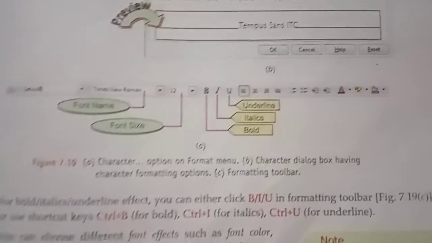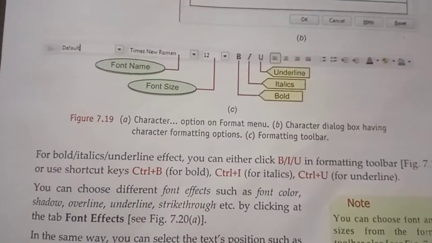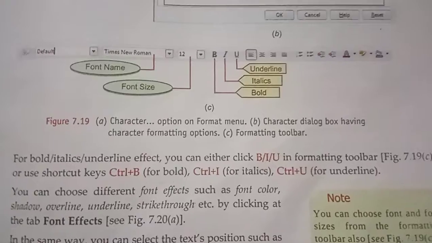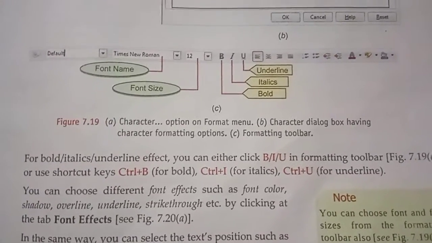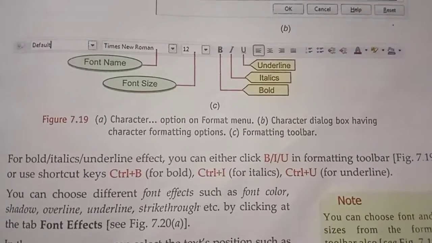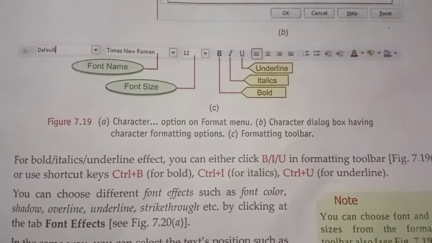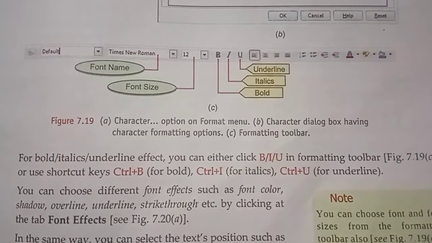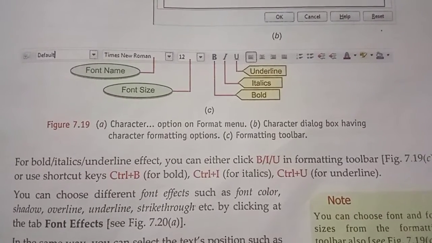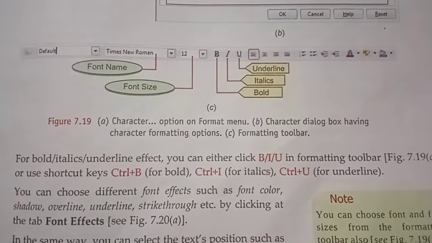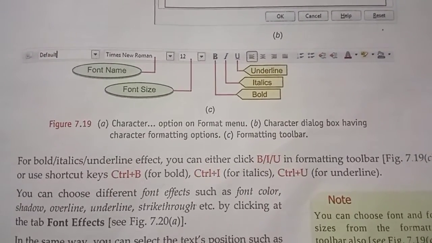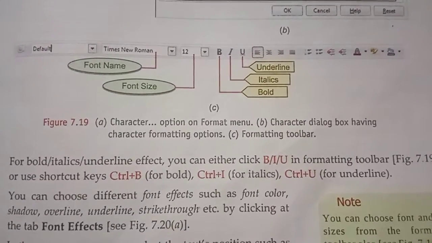Then there are shortcut keys also. Yesterday we also studied many shortcut keys. For making a word or letter bold, we can use Control B. For underline we can use Control U. For making it italic, Control I. So Control B for bold, Control I for italic, Control U for underline. These are called shortcut keys.